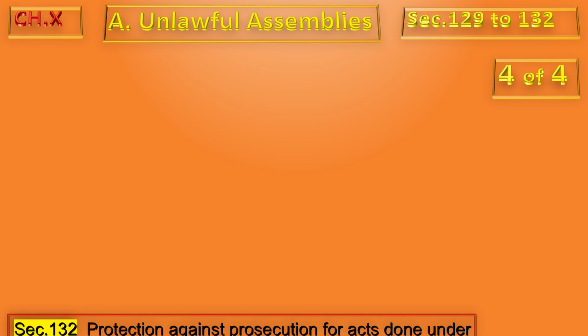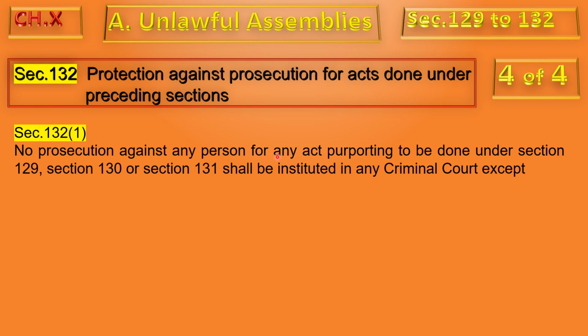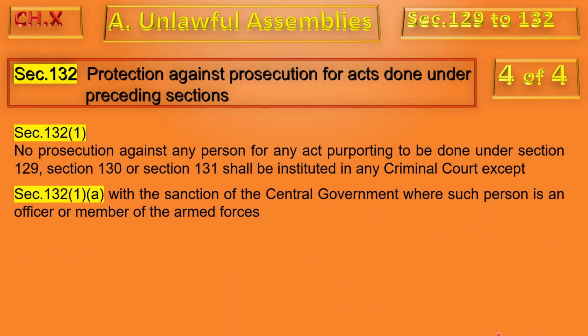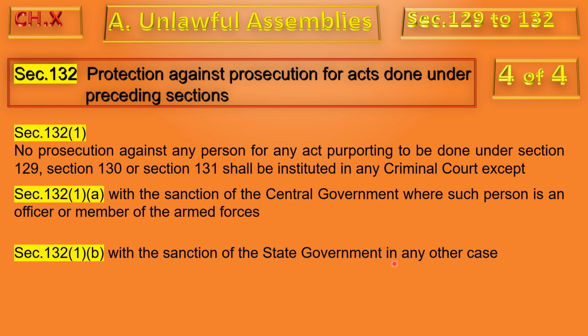Now we come to the fourth and the last point of unlawful assemblies, section 132, protection against prosecution for acts done under preceding sections. Subsection 1 of section 132 says no prosecution against any person for any act purporting to be done under section 129, 130 or 131 shall be instituted in any criminal court except A. with the sanction of the central government where such person is an officer or member of the armed forces, B. with the sanction of the state government in other cases.